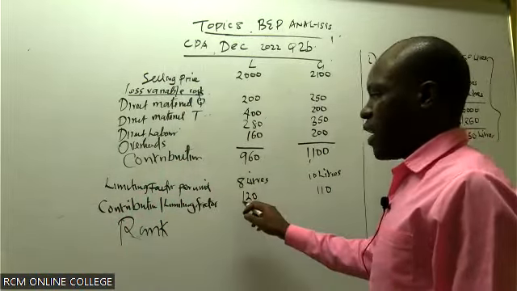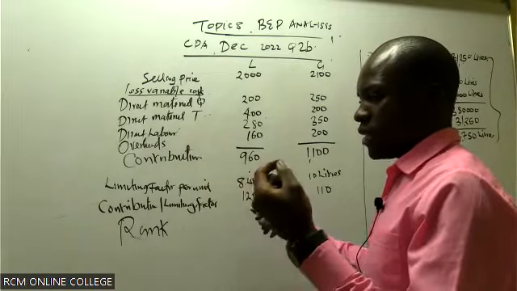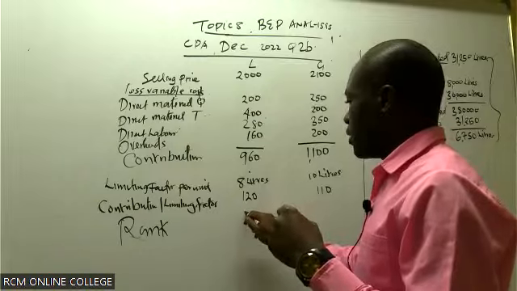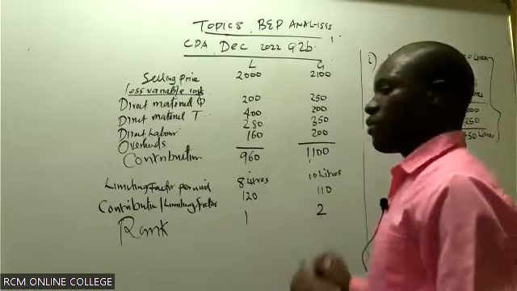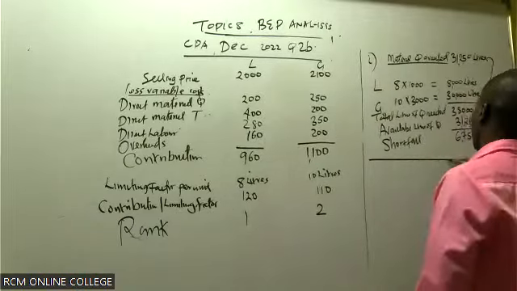Number 1, the higher the contribution per limiting factor, the more profitable the product is. So number 1, number 2. Number 1 is this one here. Sasa tukuje hapa.